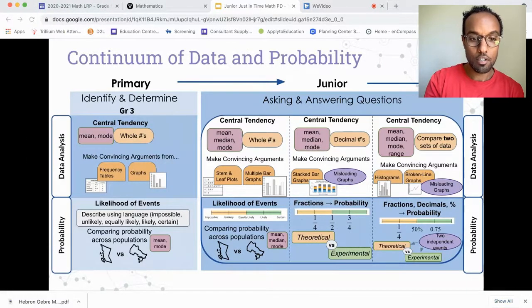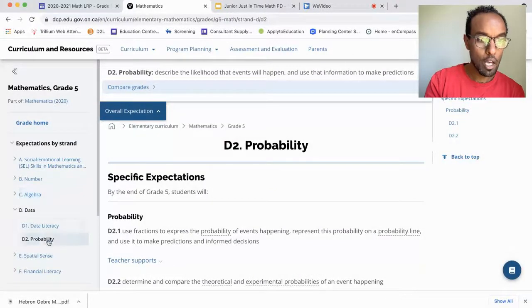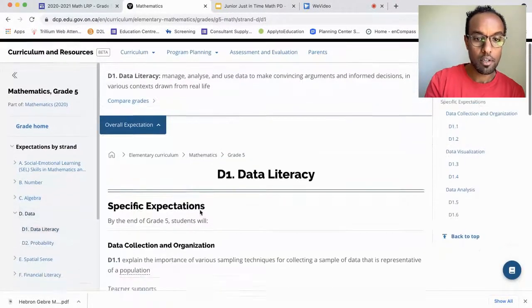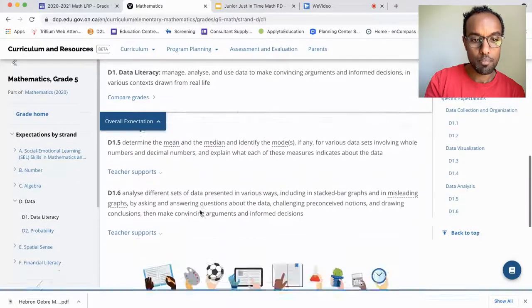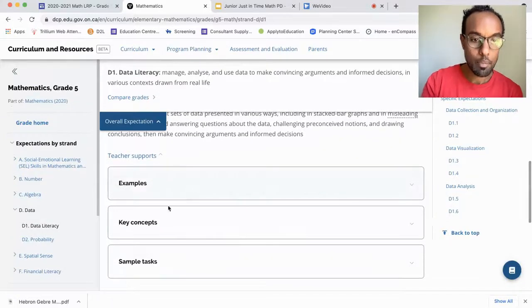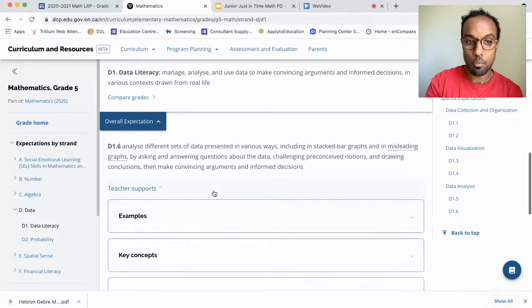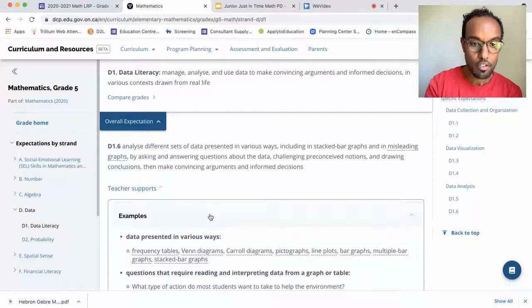I'm going to take a moment to jump into the teacher supports for our digital curriculum website, the ministry's website. I'm going to jump into D1.6 here, just because this has some content that's particularly interesting. You'll notice that teacher supports has now examples, key concepts, and sample tasks, not for every curriculum expectation, but it is there under data. And when we look at some examples for D1.6, that's looking at misleading graphs, for example.